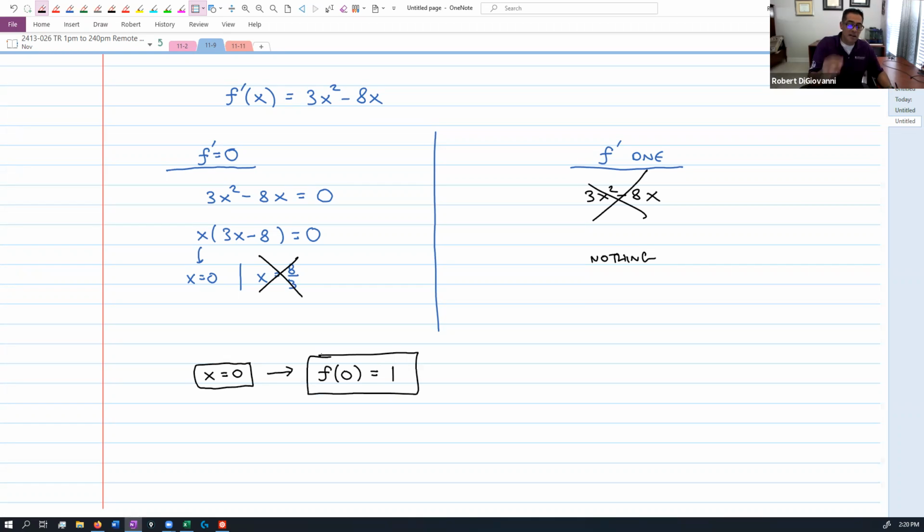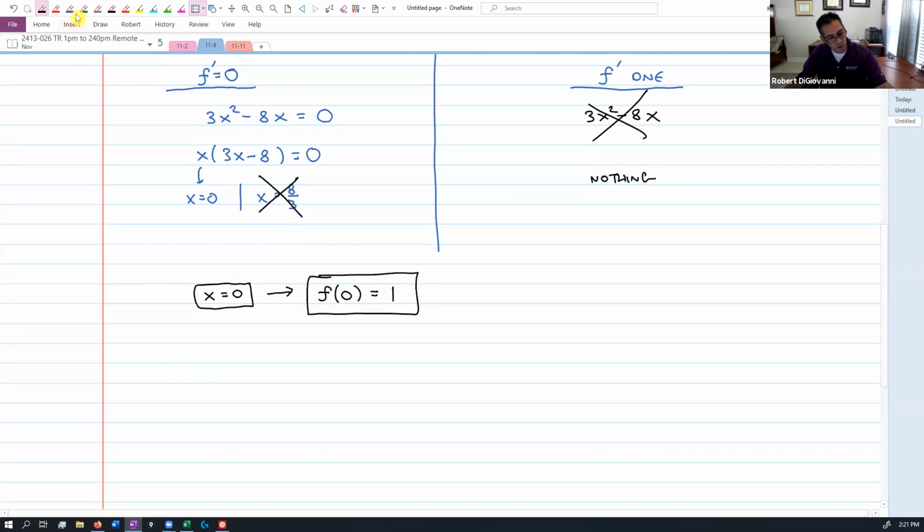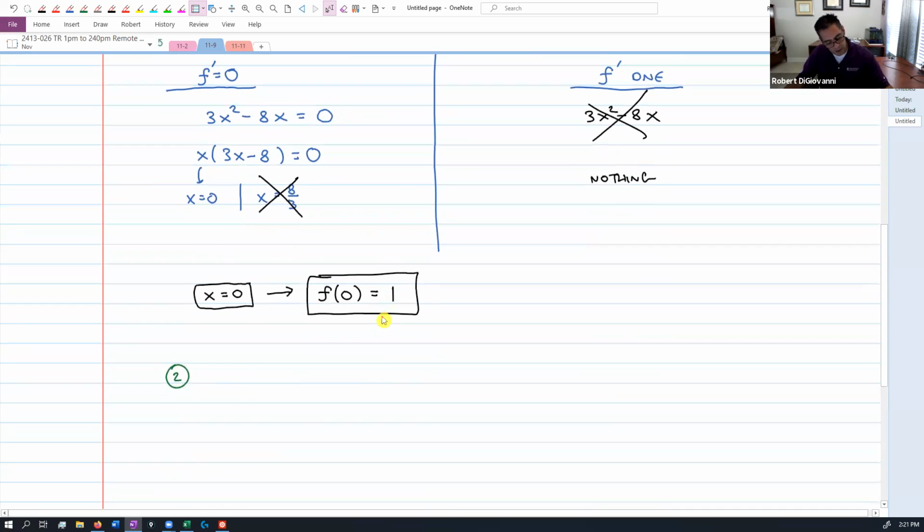What I need to do next is compare that to what's happening at the endpoints. Okay, so let me go look at the endpoints. The two endpoints of this graph are -1 and 2. So let me now just evaluate the original function at the endpoints.